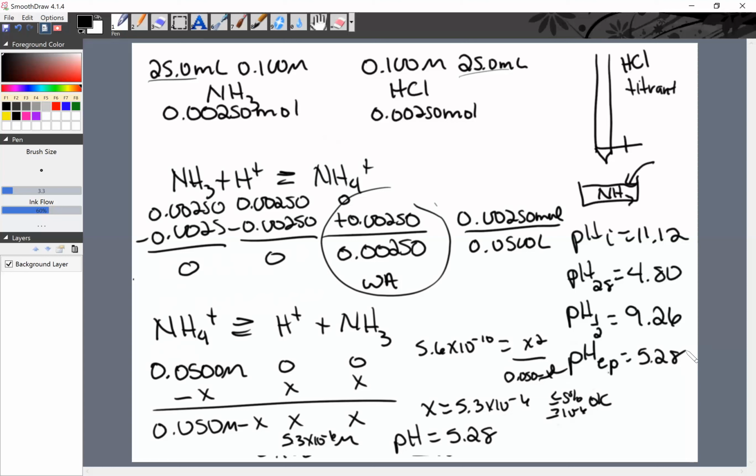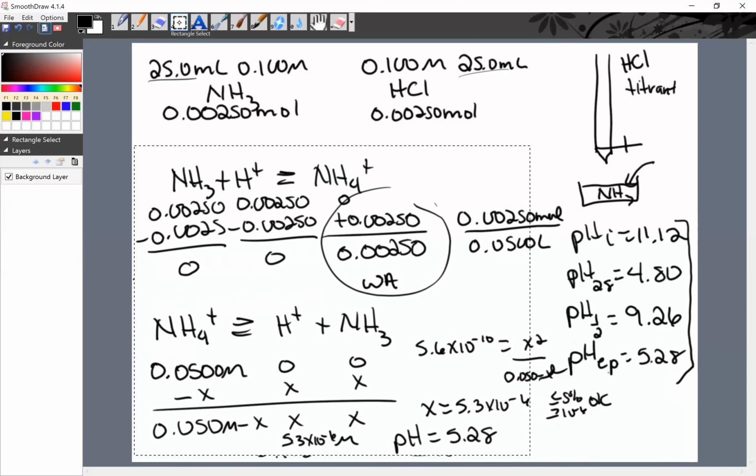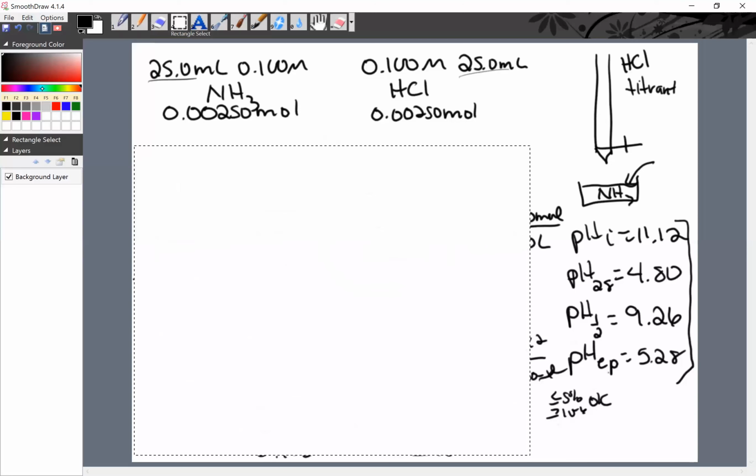Okay, and then we could also do an overshoot. But do you see that these can be done in any order? You just have to know, where am I at for that particular question? And just to do a compare and contrast, let's draw what that graph would look like.